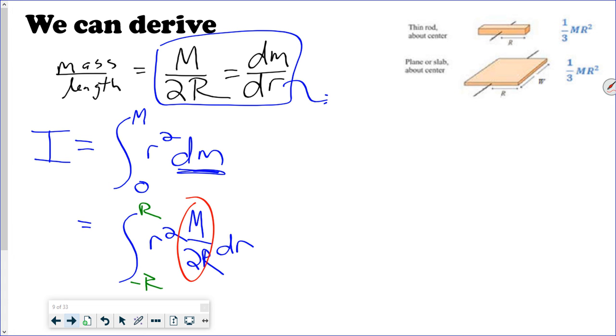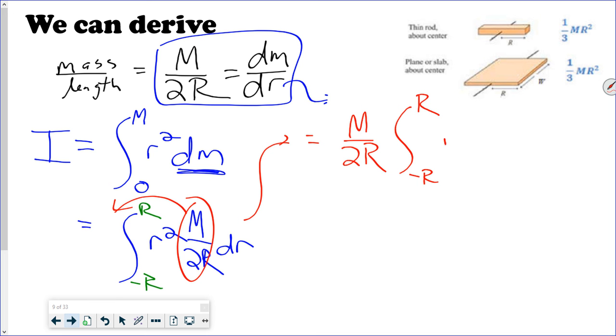Now, m over 2r is a constant, right? That's just a number, so I'm going to pull that out front. So now I've got this m over 2r times the integral from negative r to positive r of r squared dr. Okay? Well, what's the integral of r squared? That's 1/3 r cubed, right?